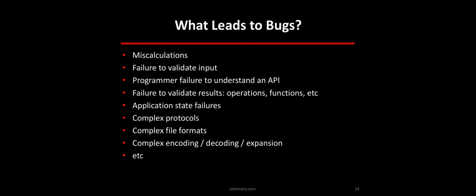Okay, so what leads to bugs? There are many different things that could lead to a bug. Miscalculations, for example: a developer is copying some data from one source to another, and the source he's copying from has data bigger than the destination, which will lead to an overflow, which is what we are going to be covering in this course. Failure to validate input. Think of it like this.